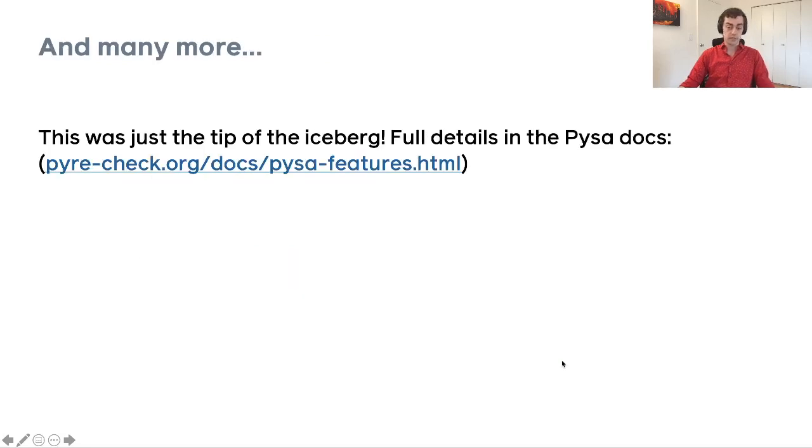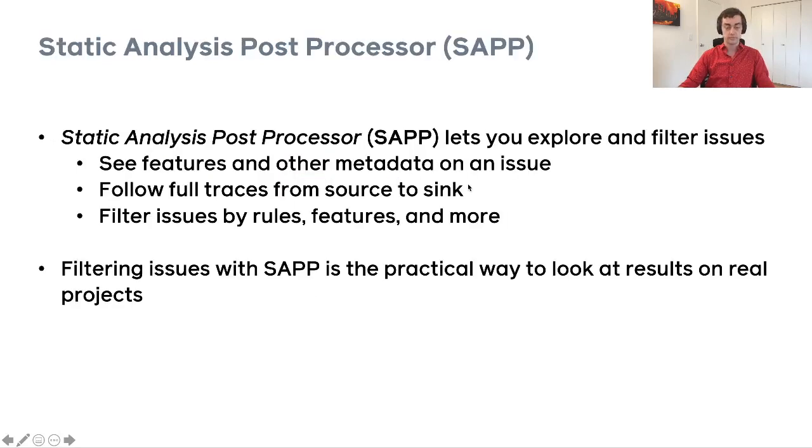So this was really just the tip of the iceberg. Features are an incredibly powerful and flexible technique for removing false positives. So if you get into using Pysa, go reference the Pysa features documentation, and you can see plenty of other ways you can use features and plenty of other ways you can add features.